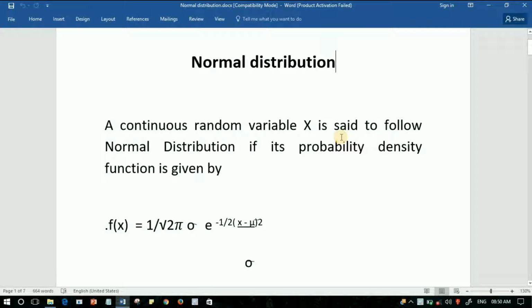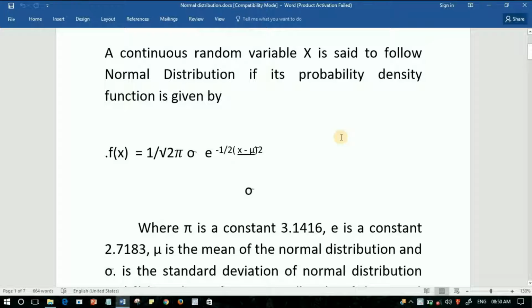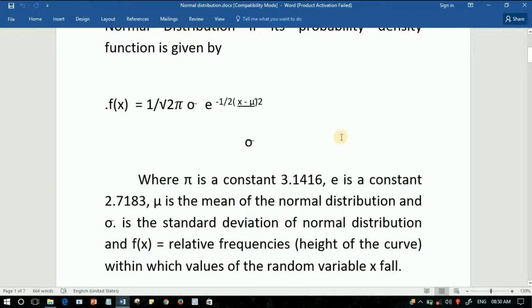of x is equal to 1 by root 2 pi sigma e raised to minus 1 by 2 ((x minus mu) by sigma) the whole square, where pi is a constant and its value is 3.1416 and e is a constant, its value is 2.7183, and mu is the mean of the normal distribution and sigma is the standard deviation of the normal distribution.